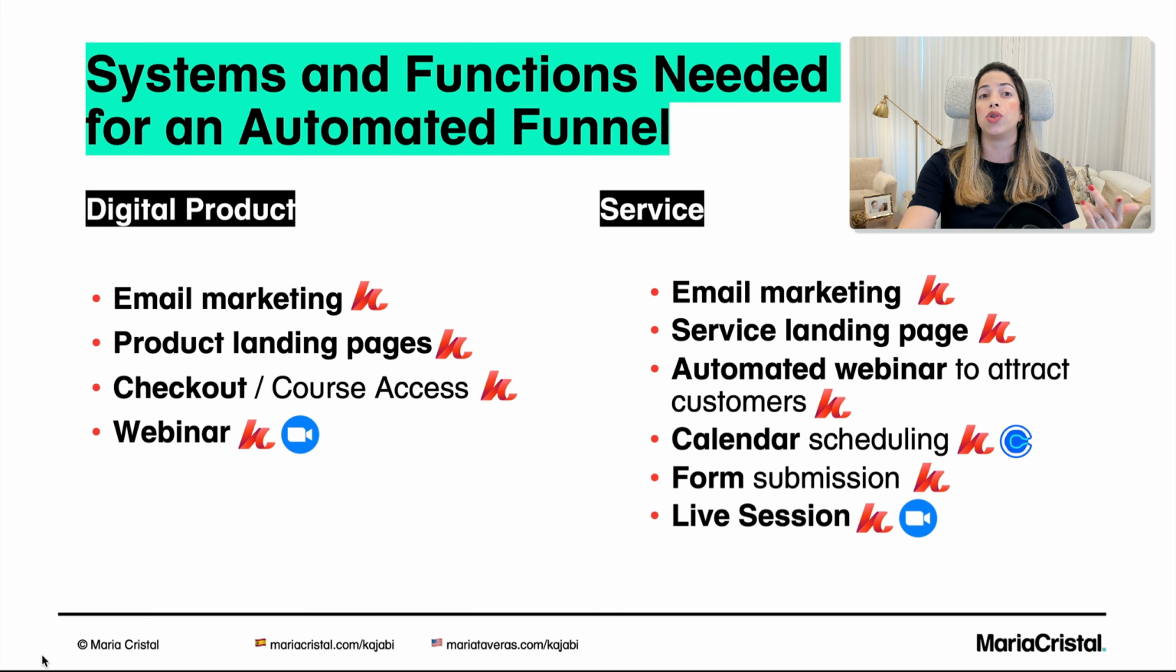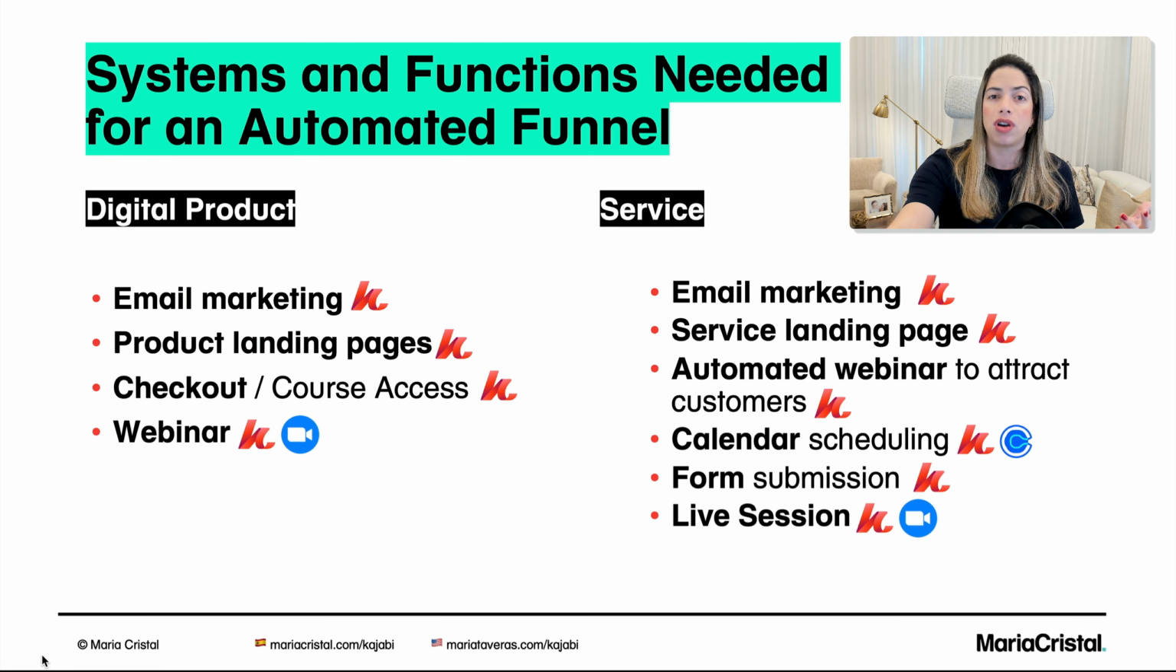What systems do you need when you're creating a funnel? You can be selling a digital product or a service. Usually for products, you need landing pages, email sequences, a checkout, a webinar, and all of this is possible within Kajabi. Sometimes people prefer to do their webinar on Zoom, but you can also do it through Kajabi, okay? And it's an Evergreen funnel, all integrated, okay?